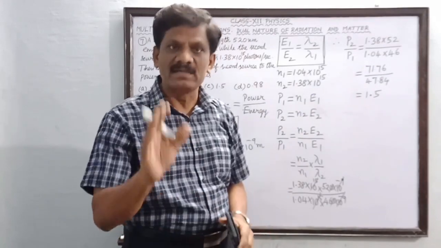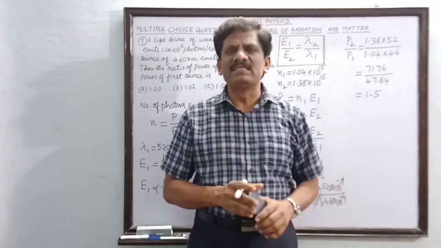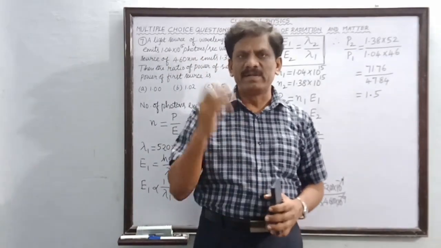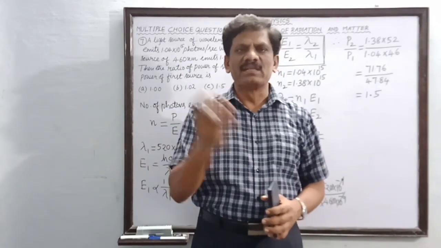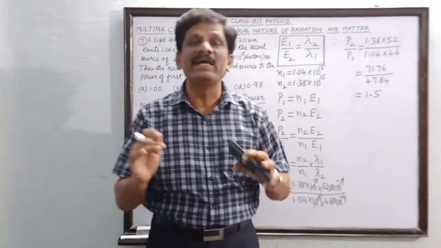My dear students, have you all understood the problem? So the power in general is energy divided by time taken. So energy divided by time taken is also equal to energy into frequency. Here the frequency is nothing but the number of photons emitted per second. So this is the basic idea.